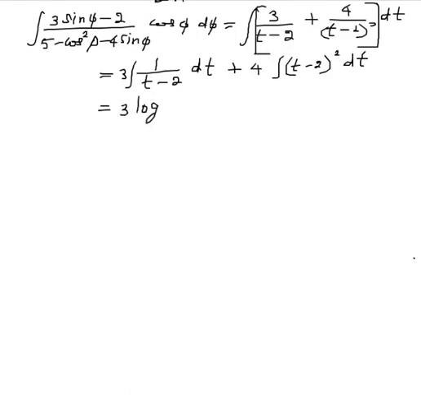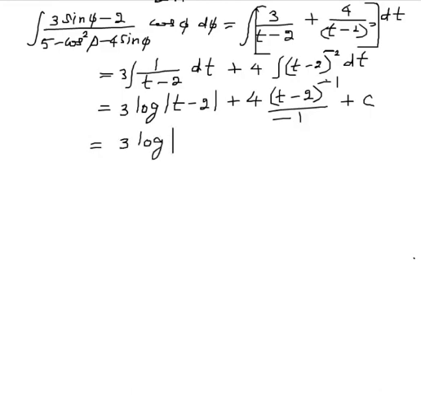This is 3 times log of absolute value of t minus 2, and for this we can use the x power n plus 1 by n plus 1 formula. It becomes t minus 2 whole raised to, this is minus 2, so minus 1 divided by minus 1, plus C. Let us substitute for t. T is sine phi. This becomes minus 4 divided by sine phi minus 2 plus C.